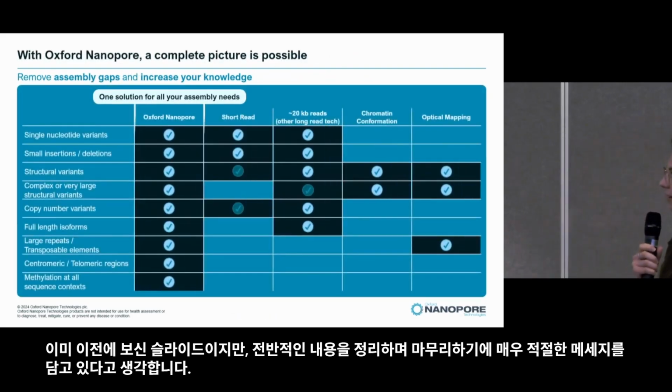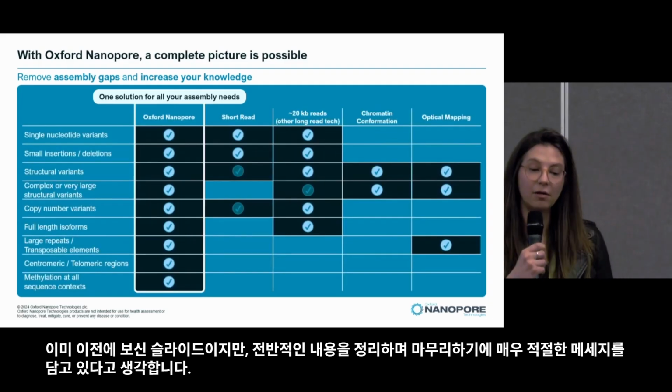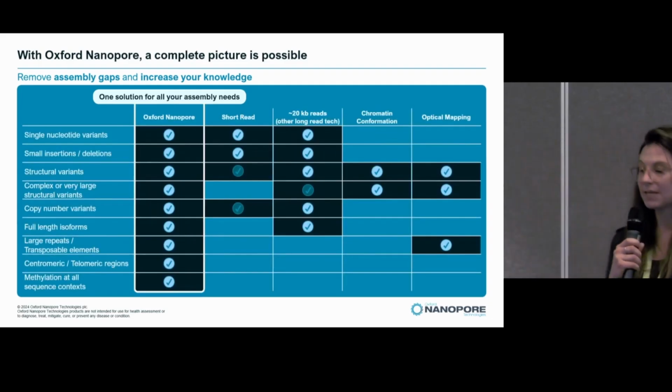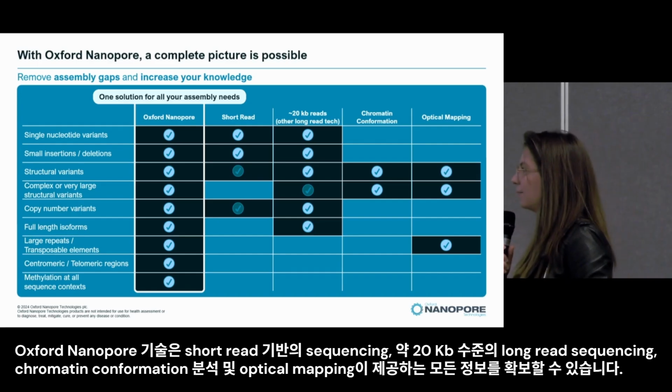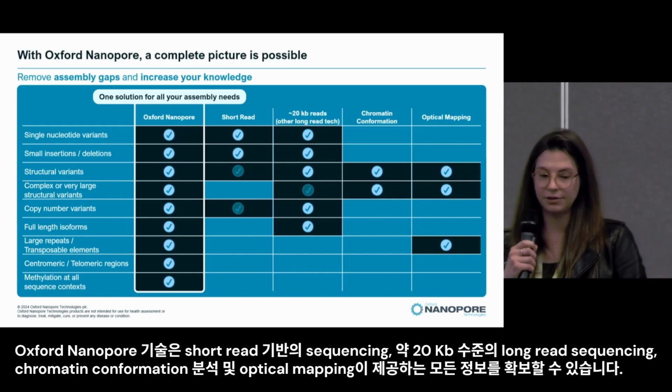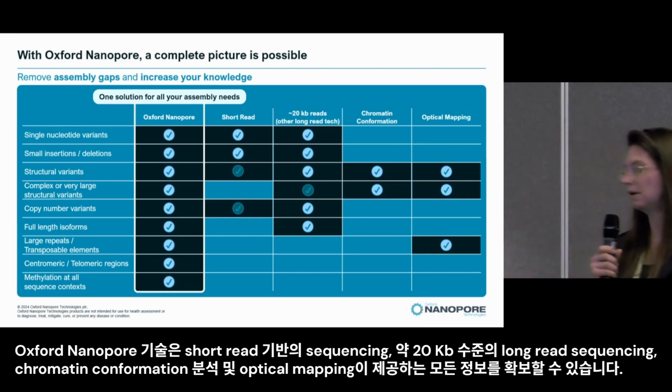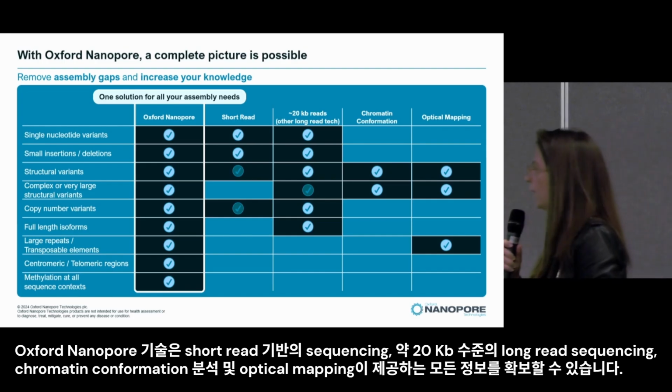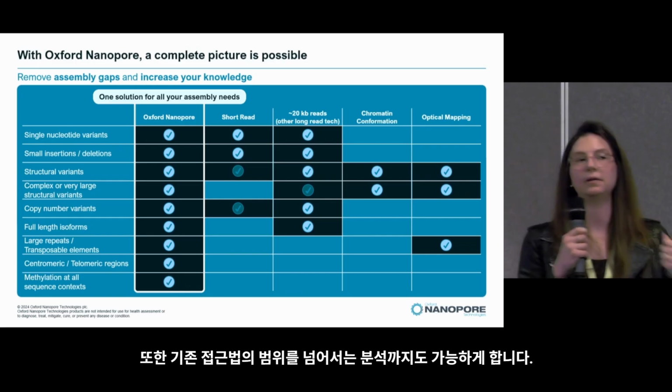And so you saw this slide already, but I think that this is a great closeout for us. Our technology is capable of achieving what small read technology can, what 20 kb technology, chromatin conformation, optical mapping can, and you can get even more.